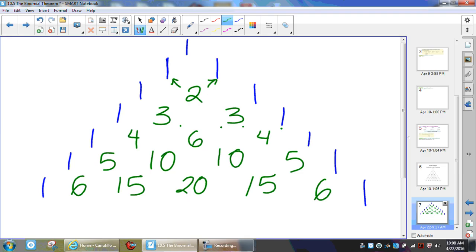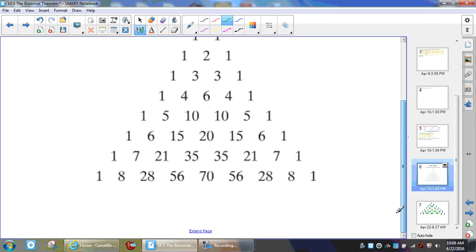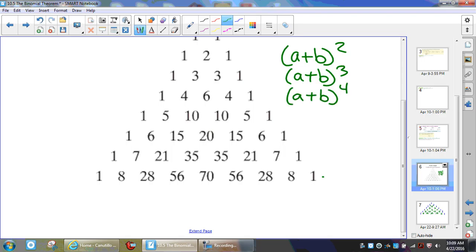We were doing all those binomial coefficients. And right here, this one goes all the way to this one right here. What power will that be? This will be the coefficients of something like AB squared, AB cubed, AB to the 4th. So this one will be what? To the 8th power. To the 8th power.